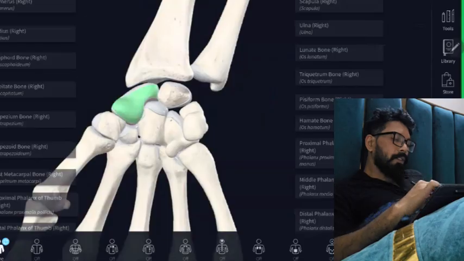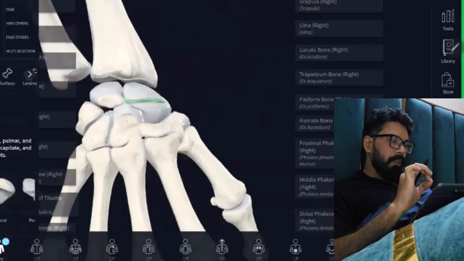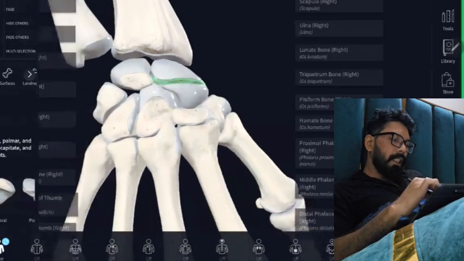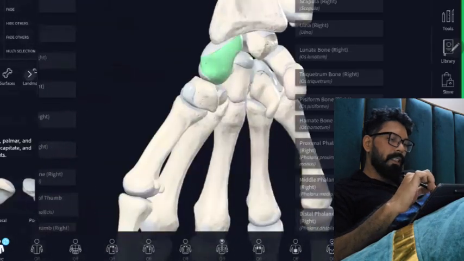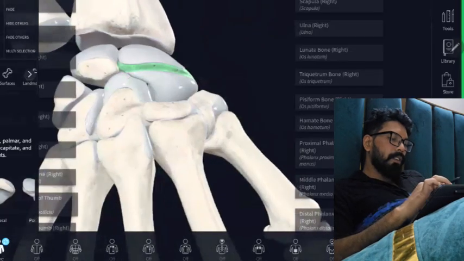So you need to know the carpal bones. Okay, so this is the scaphoid. You can see from both sides. It's on the radial side of your hand, that means the lateral side of your hand. Now this is the scaphoid bone.